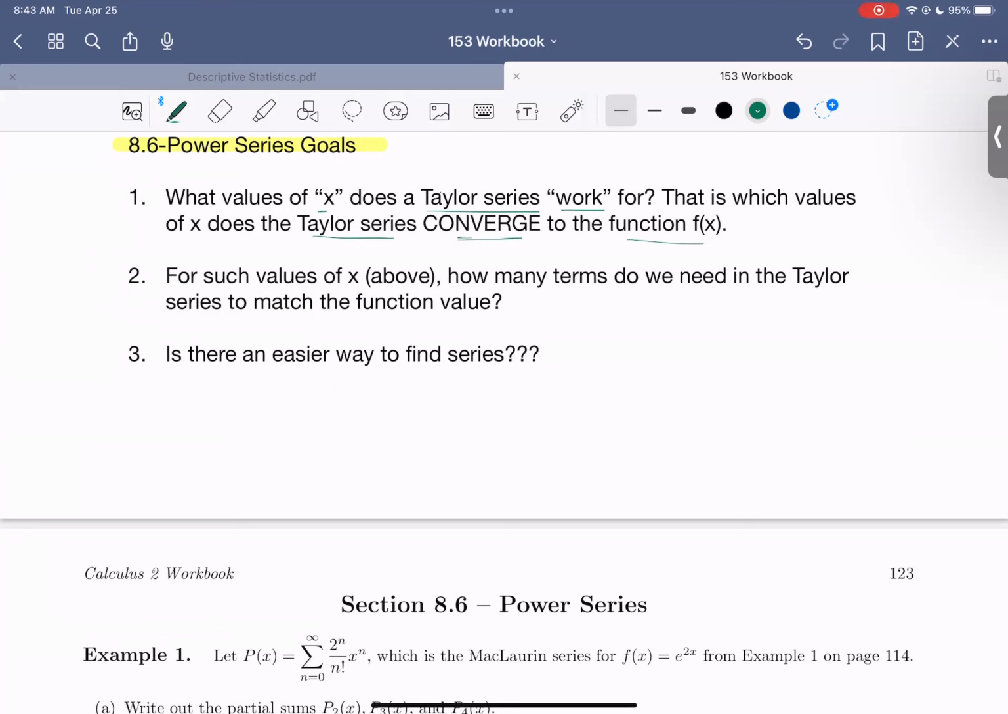And then our second goal: for such values of x above, how many terms do we actually need in the Taylor series in order for that polynomial to be pretty consistent or close to our function value? And lastly, the procedure for finding Taylor series was rather involved. And so is there an easier way to find such series? Those are the main topics of this section.